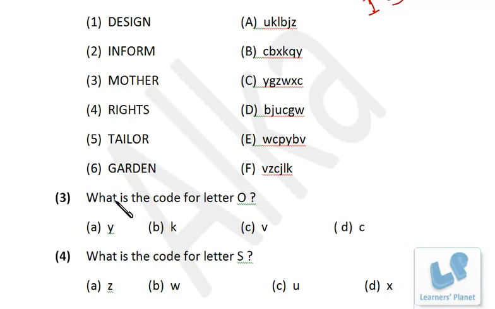Now let's find out the code for letter O. Suppose I take this word Taylor. Now Y is there, K is not there, so K cannot be the correct answer. V is there and C is there, right? Simultaneously, suppose I take INFORM, C is there, Y is there, C is there, V is not there, so V is not the correct answer. Now we are left with Y and C for the letter O.